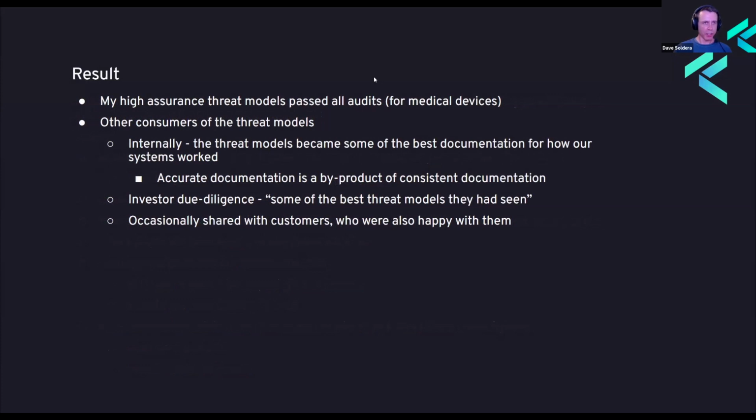Now, admittedly, the auditors here weren't security experts, so that wasn't really the type of audit they were doing, but these were definitely people who understood documents and how to consume them, and so it passed in that sense. Internally, if you've got a really consistent document, it tends to be quite accurate. Accurate documentation is gold in any company, as I'm sure you all know, so that's really useful.